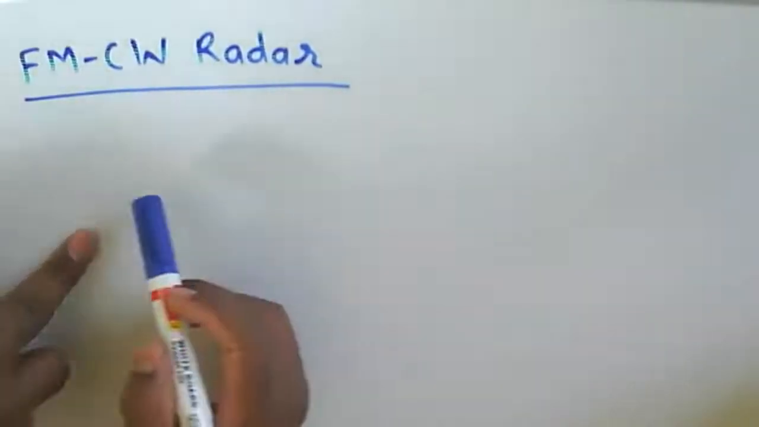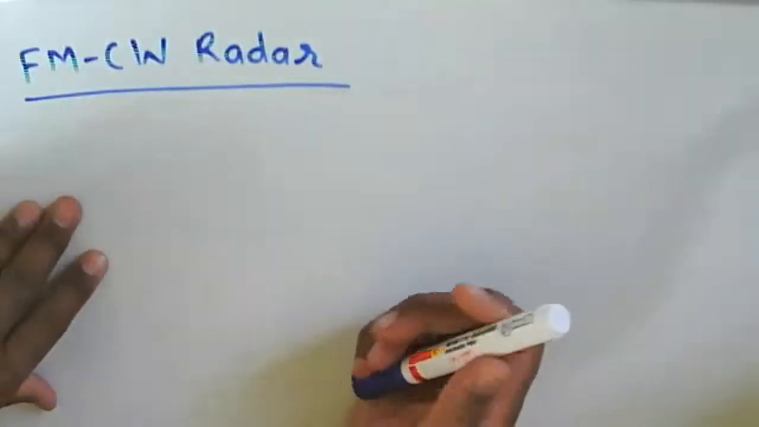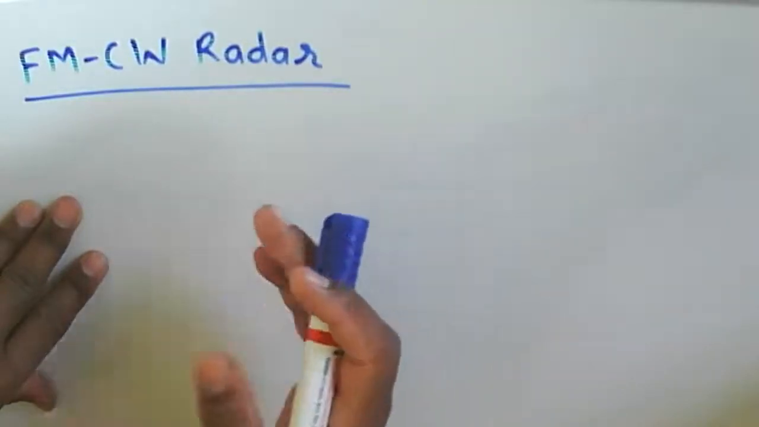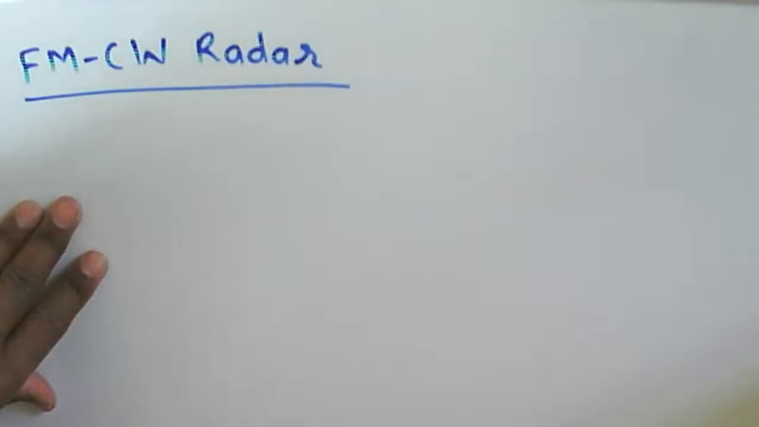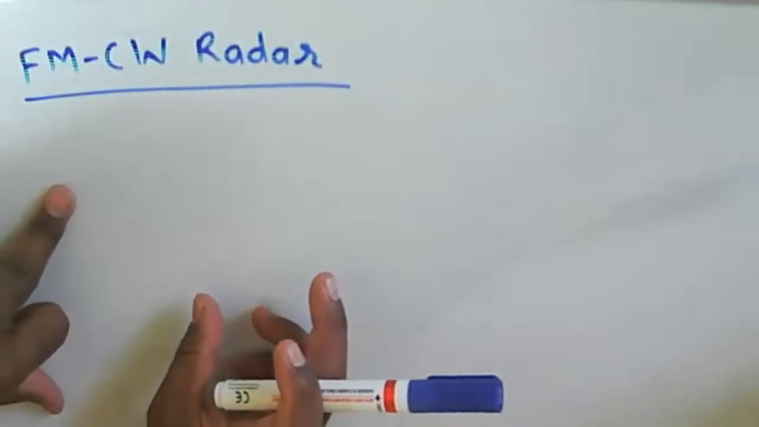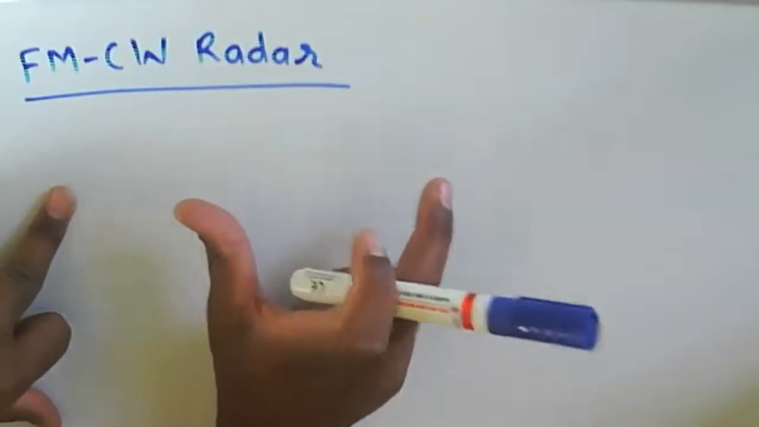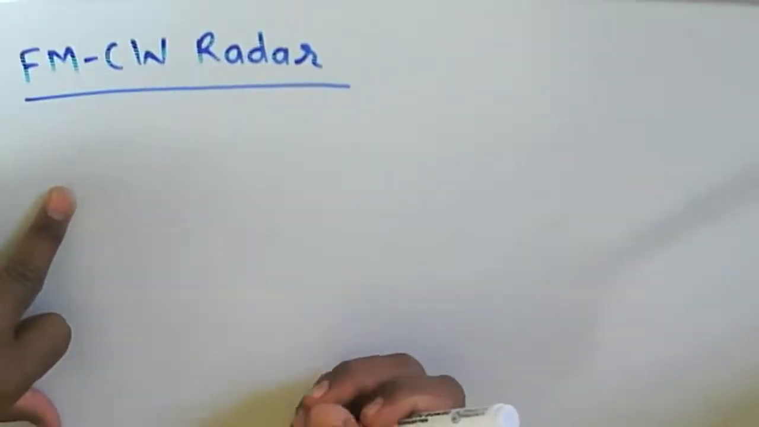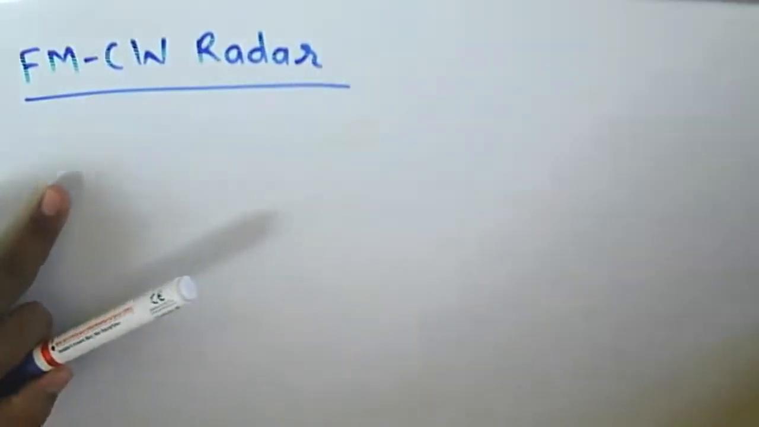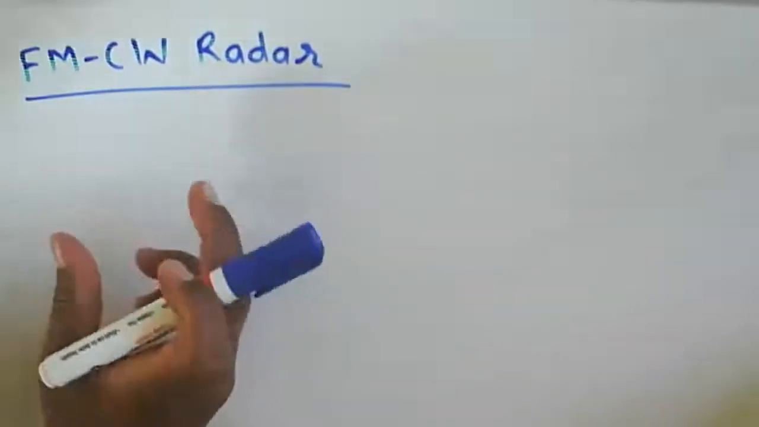to transmit the signal. That's why the name is frequency modulated CW radar, because it uses frequency modulation. Due to that frequency modulation we can easily increase the spectrum, and we can use this FMCW radar for wideband applications, because your carrier will be frequency modulated there.